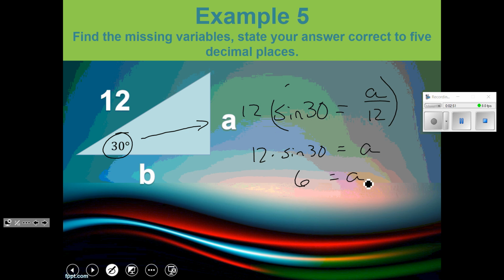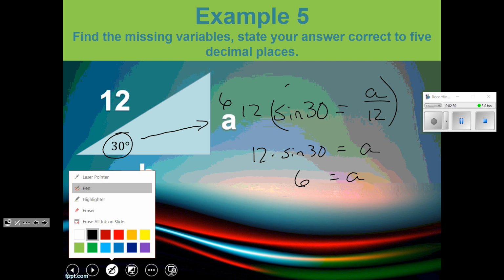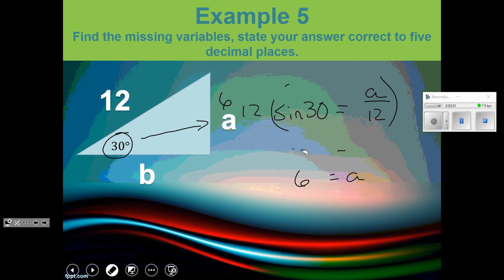So I want to look at another way to do this. We know this is going to be equal to 6. There's another way. If it has a 30, 60, or 45-degree angle, we know, based on the unit circle, what the sine of 30 degrees is. Pull out your unit circle right now. What's the sine? Which coordinate? It's the y.